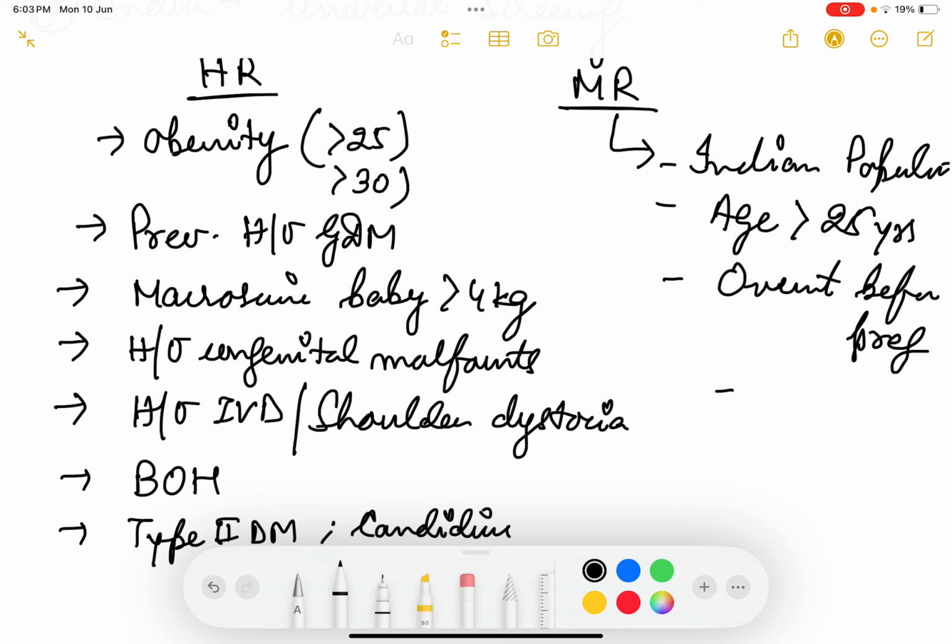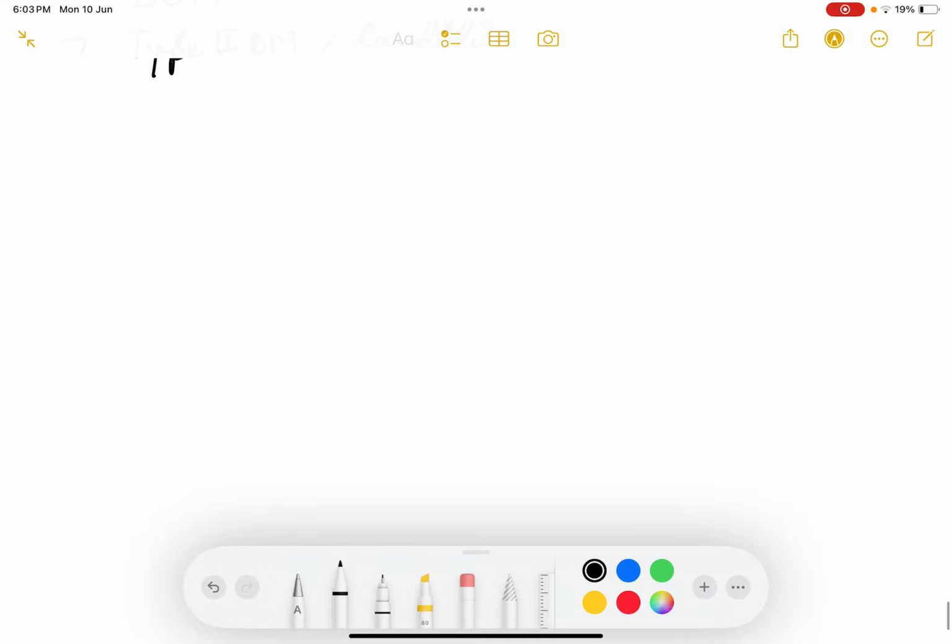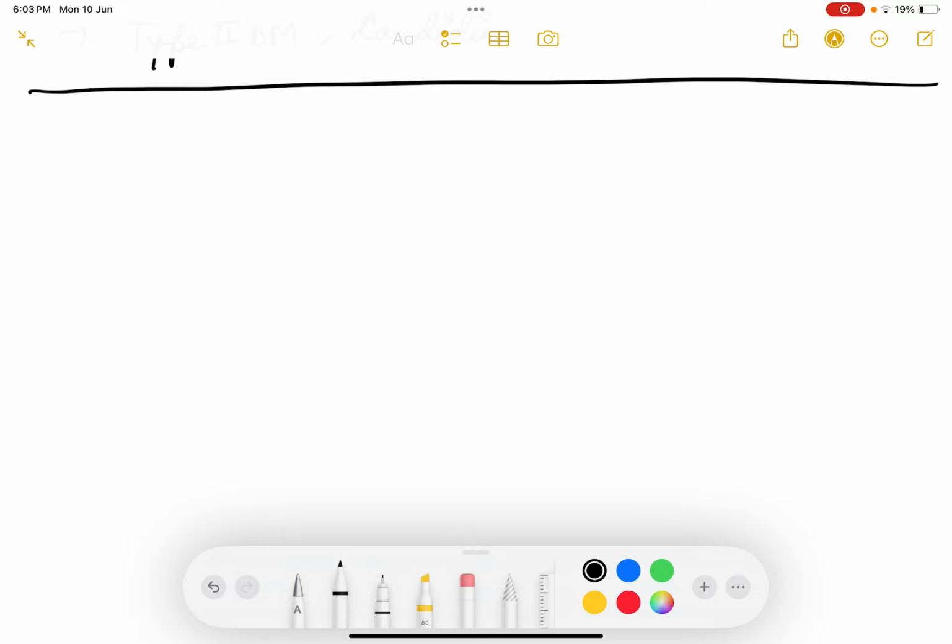Then diabetes in first degree relatives, first or second degree relatives. Okay, in relatives history है, okay, then they are moderate risk factors and they should all be screened for diabetes. In India, of course, everybody should be screened for diabetes. How you should be screening, that I have told.